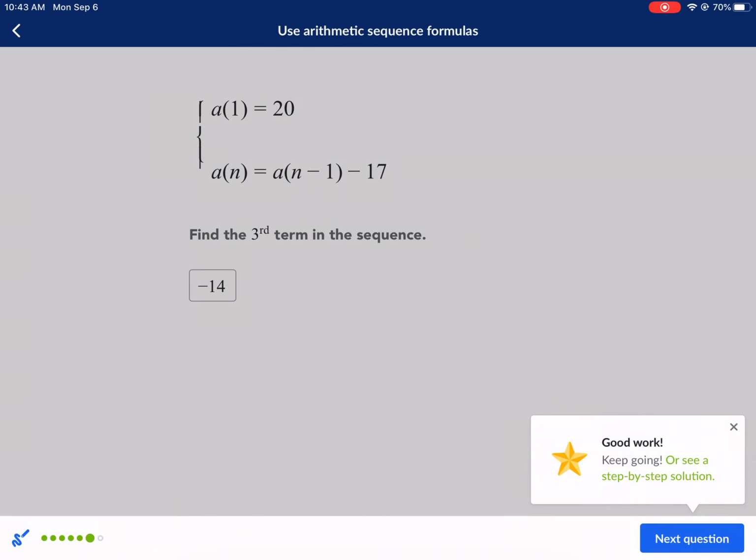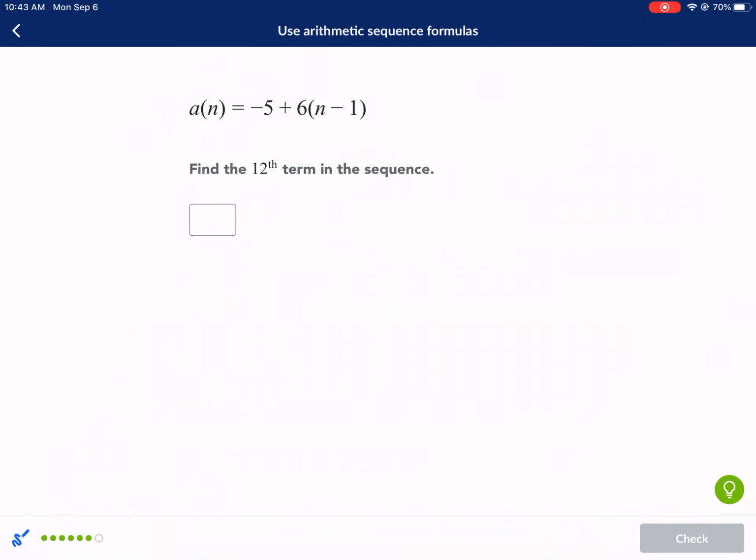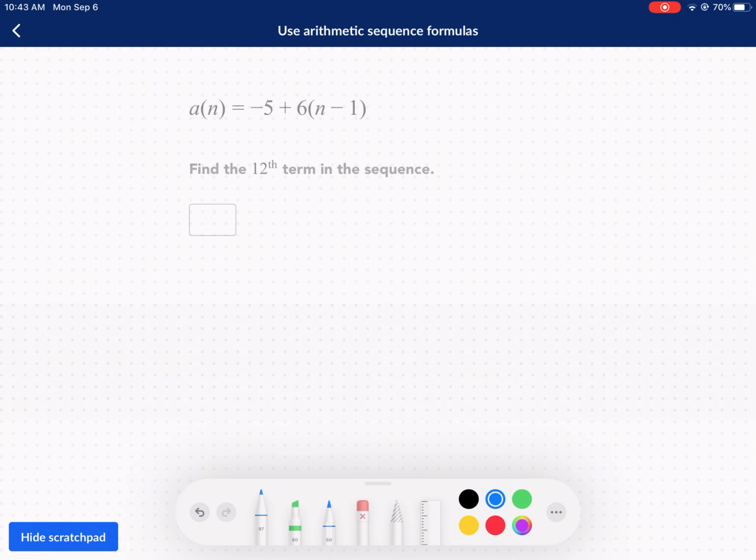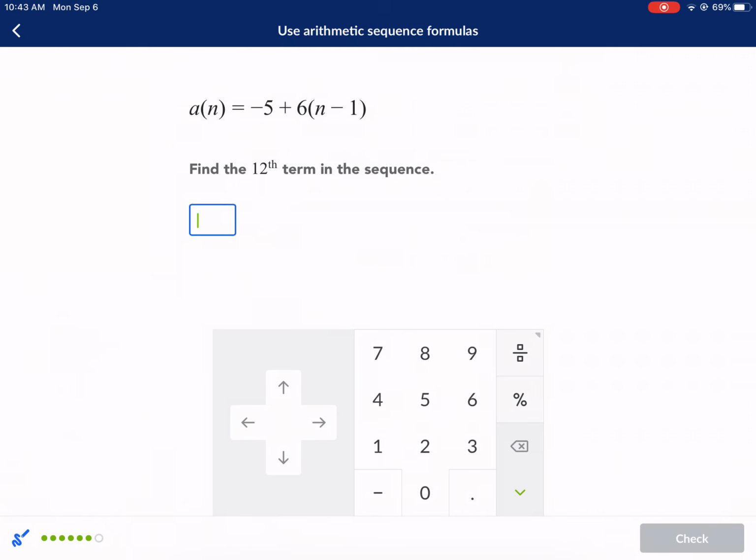And hopefully just finish this one off. One last one to do. We're going to plug in 12 here. So we're going to do 12 minus 1 is 11 times 11. I was typing it in, but 11 times 6 plus -5. So we get, what is that, 66, and then -5, so that will give us 61 for our answer there.